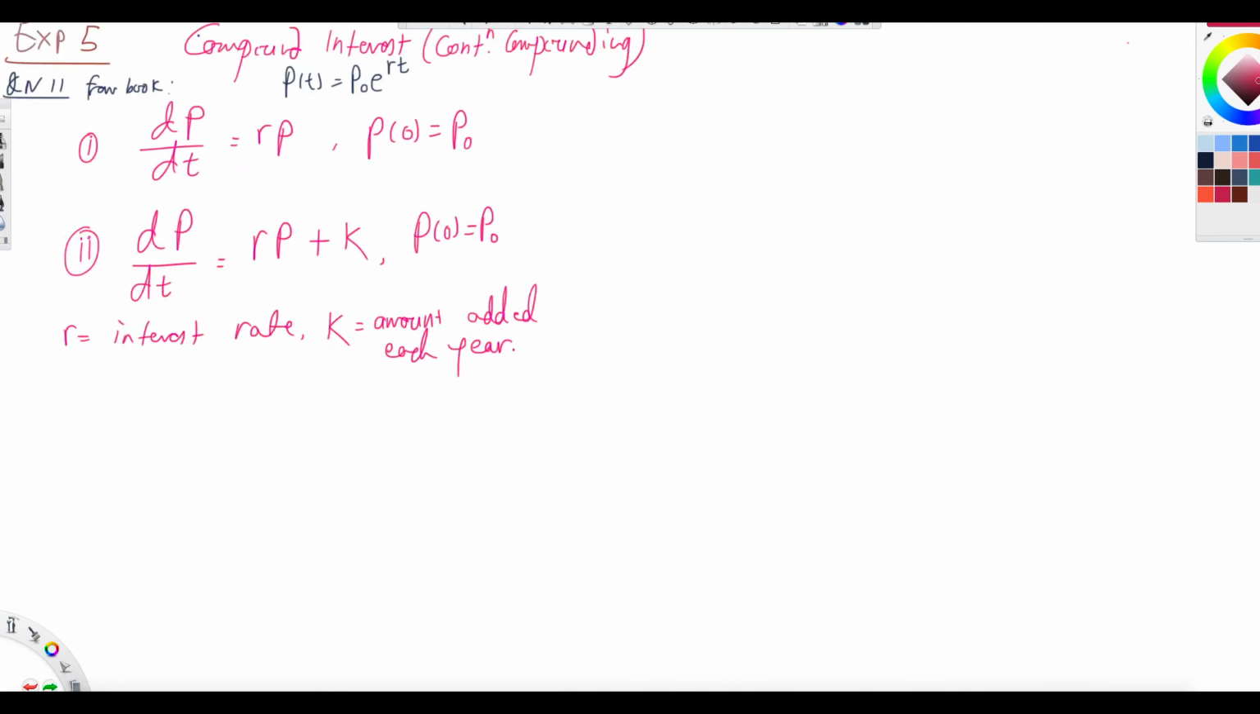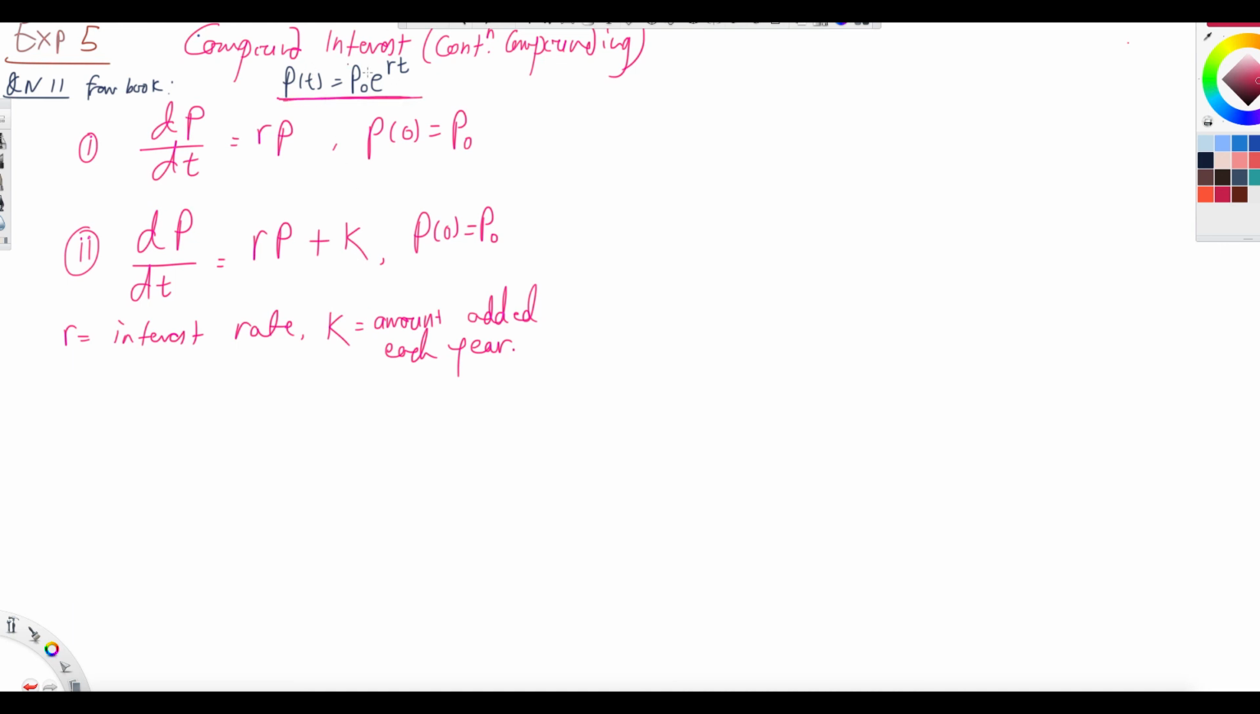So this next example is the application of first order equations to compound interest. You may remember from college algebra that if you invest an amount P0 in an interest bearing account in which the principal is compounded continuously at a rate R per year, then this is what you get: the amount after time T.